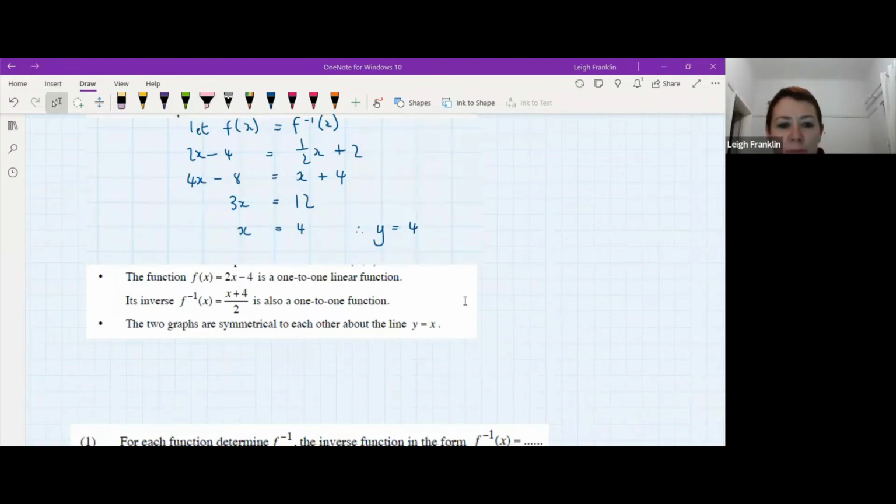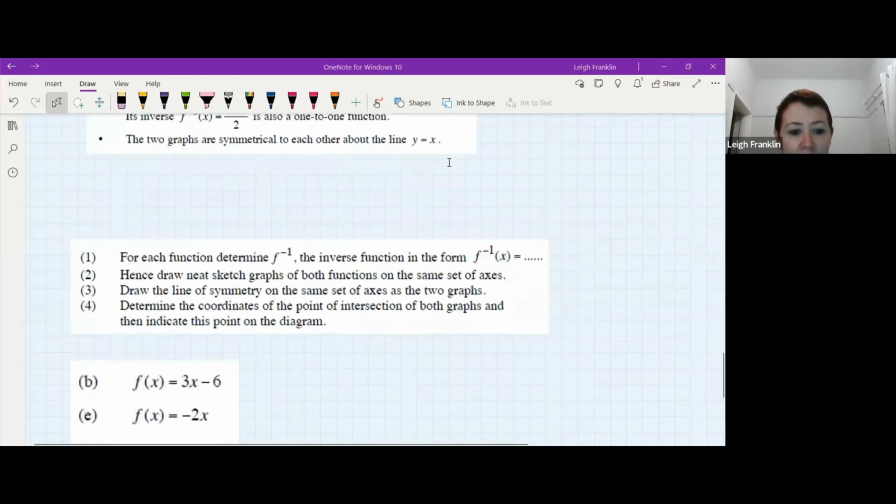Just a couple of things to also note going forward: the function f of x equals 2x minus 4 is a one-to-one linear function. Its inverse is also a one-to-one function, and the two graphs are symmetrical to each other about the line y equals x.